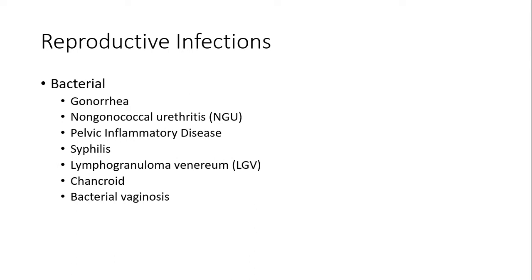They're very common, but there's really not a lot of diversity there in terms of the organisms and the types of infections you can see. There's a lot of variability here in the reproductive side. So for the bacteria, we're going to look at gonorrhea as well as non-gonococcal urethritis, which is usually chlamydia. Pelvic inflammatory disease, which is sort of a complication of many of these diseases.